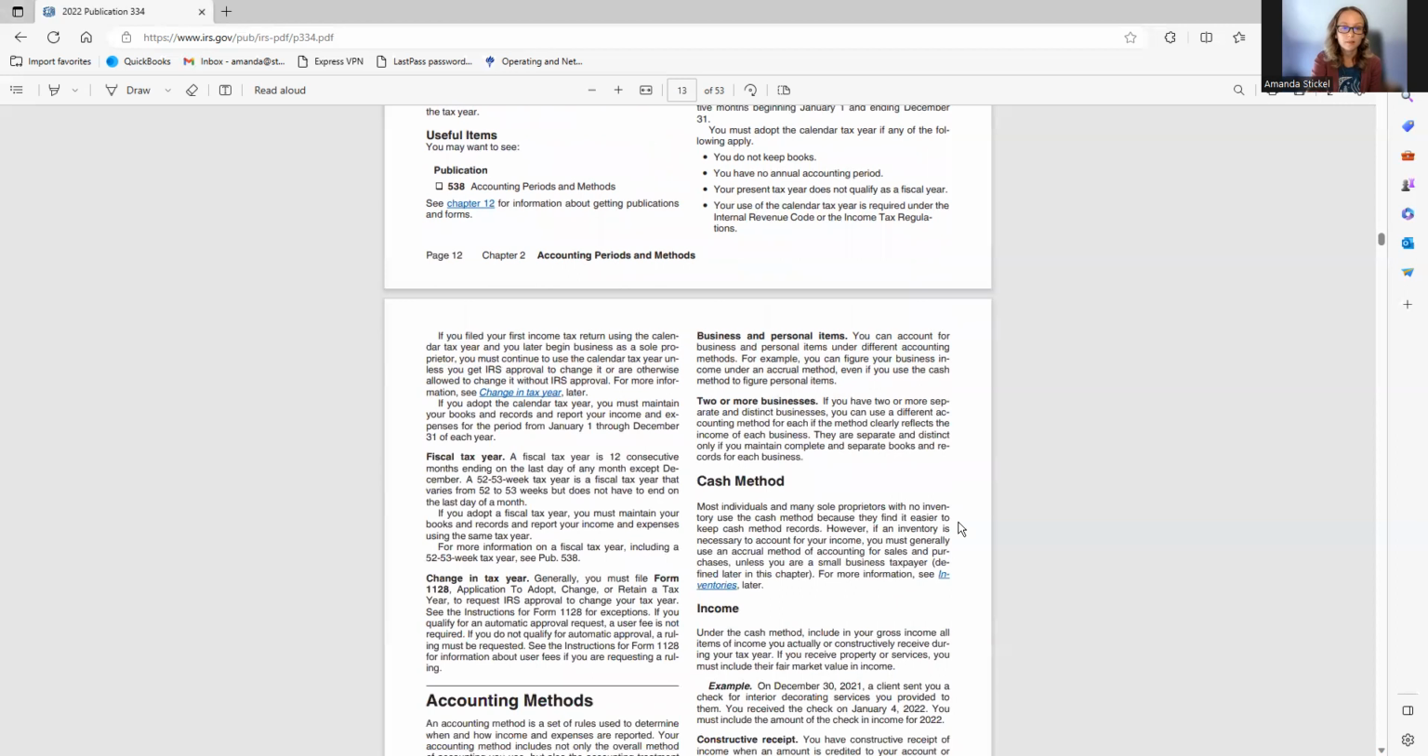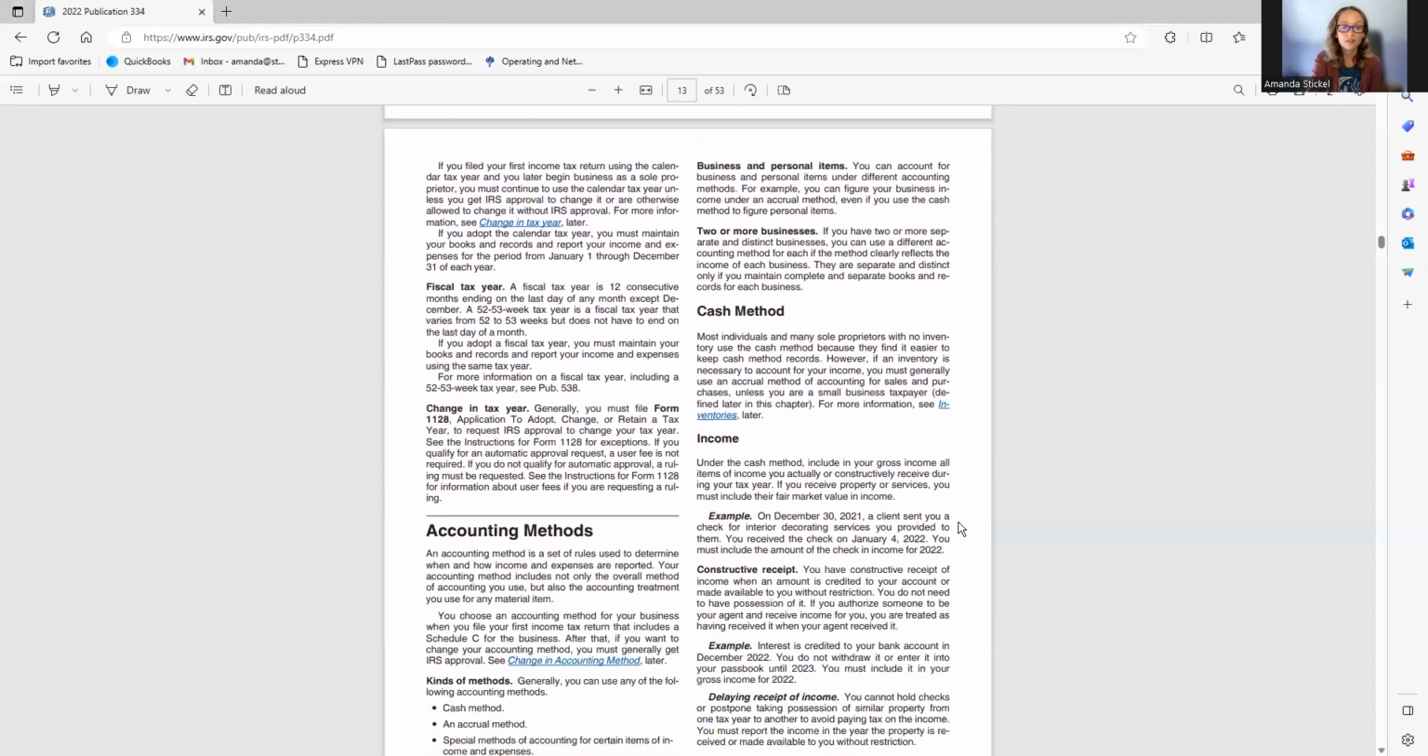If you filed your first income tax return using the calendar tax year and you later begin business as a sole proprietor, you must continue to use the calendar tax year unless you get IRS approval to change it or are otherwise allowed to change it without IRS approval. For more information, see change in tax year later. If you adopt the calendar tax year, you must maintain your books and records and report your income and expenses for the period from January 1 through December 31st of each year.